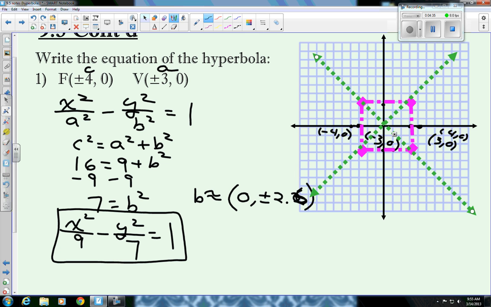And then I can sketch my hyperbola. It touches it? It touched it. You're right. So do I need to fix that? It's okay. There we go.